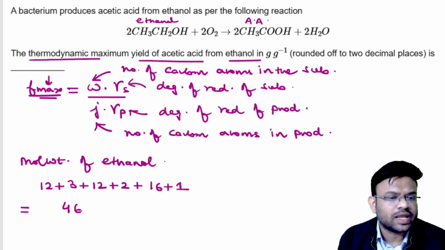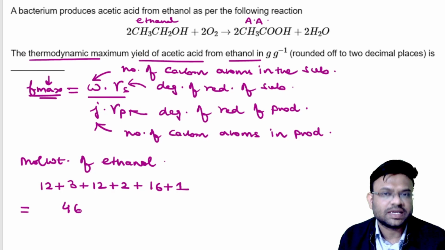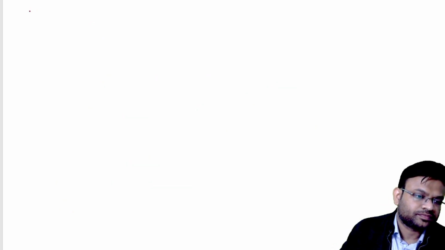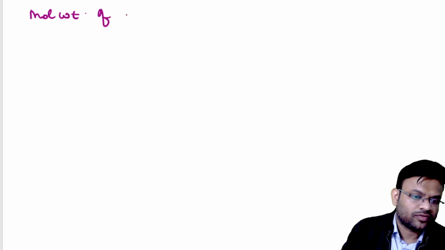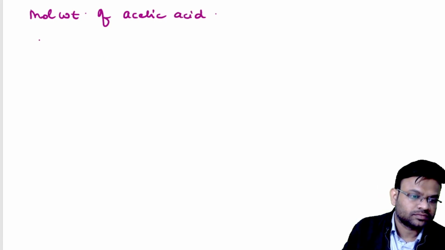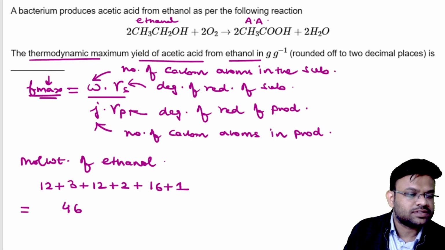Now, if I want to calculate the molecular weight of acetic acid, because I would want that also, let me quickly move on to the next page. Molecular weight of acetic acid. This is the formula for acetic acid, CH3COOH.